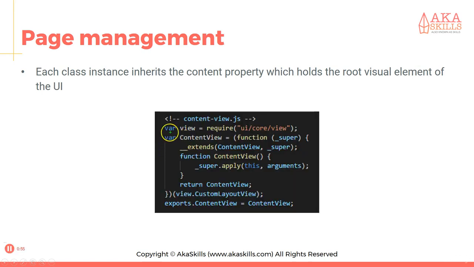So I'm having my view, which I'm taking from UI/core/view, and then I'm creating the ContentView, again with extending. But inside it this time, I have a function ContentView, which is calling _super.apply with this and arguments. To the end, I can export ContentView, which is equal to ContentView.